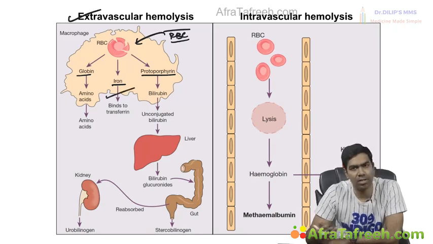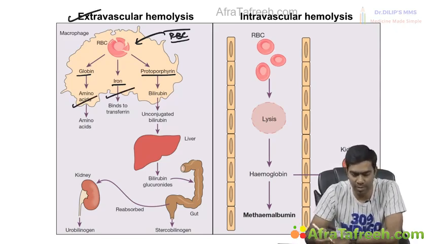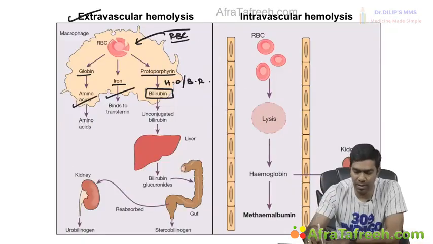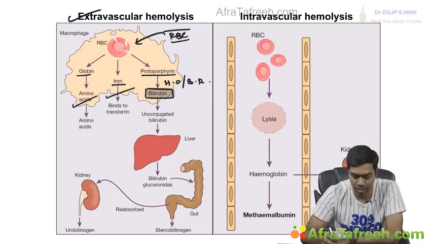This iron will be either stored or released, and this globin will be recycled by digesting it into amino acids, which will be recycled again. But this protoporphyrin will be converted to bilirubin, as I told you, by two enzymes. One is heme oxygenase and the second one is biliverdin reductase, because first the heme will be converted to biliverdin, then biliverdin will be converted to bilirubin. So by heme oxygenase and biliverdin reductase, you are going to finally form bilirubin.